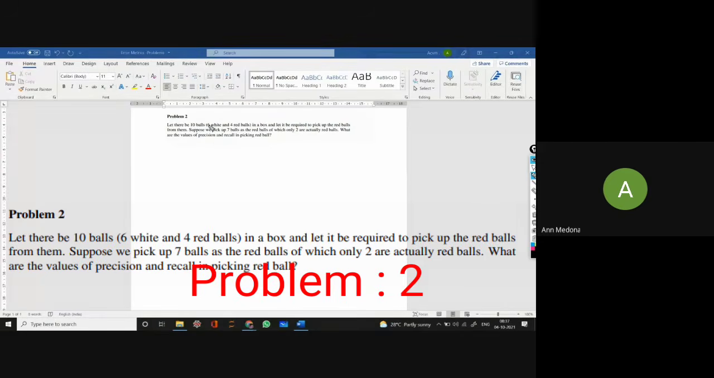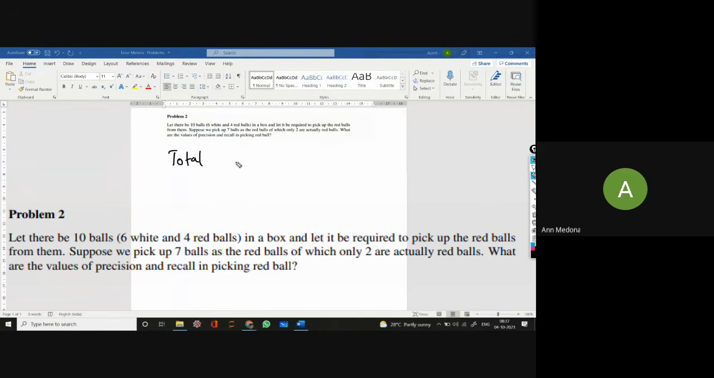Now the next example. Let there be 10 balls. Here the total sample is given. Total sample is not required for us, anyway the total sample is given as 10 balls. Out of these 10 balls, 6 balls are white and 4 balls are red. So totally 10 balls are given in a box.